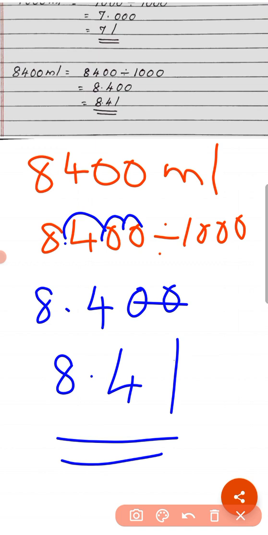So children, to change the volume to liters, we need to divide the given volume by 1000. Division by 1000 means shifting the decimal point 3 places to the left side. 3 places, because in 1000 there are 3 zeros. So count 3 places to the left and put the decimal point.